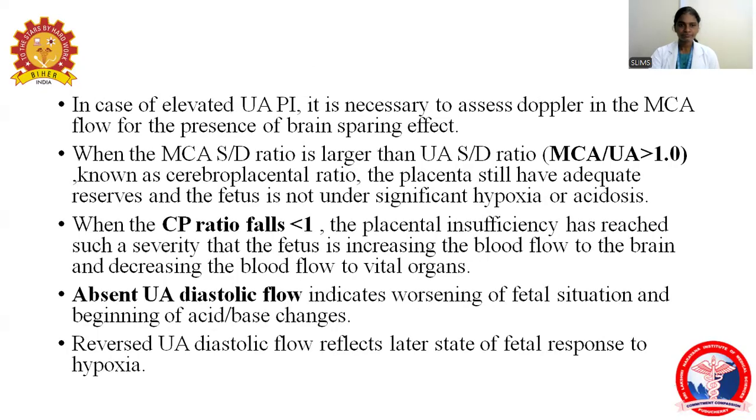On the fetal side, in case of elevated umbilical artery PI, it is necessary to assess the Doppler in the MCA, middle cerebral artery, for the presence of brain sparing effect. If the MCA S/D ratio is larger than the umbilical artery S/D ratio, it is known as the cerebroplacental ratio. The placenta still has adequate reserves and the fetus is not under significant hypoxia or acidosis. But if the CPR falls below 1, placental insufficiency has reached such a severity that the fetus is in increased danger, and blood flow to the brain is affected, decreasing blood flow to the vital organs. Absent umbilical artery diastolic flow indicates worsening of the fetal situation and beginning of acid-base changes in the fetus. Reversed umbilical artery diastolic flow reflects the late stage of the fetal response to hypoxia.